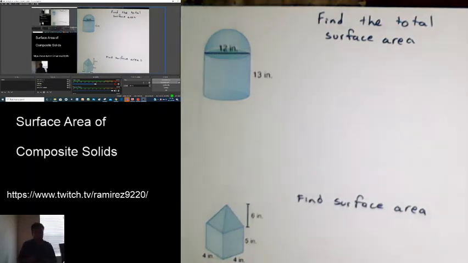Alright guys, so now we have here the surface area of composite solids. I hope this brings back memories of when you were doing composite figures, just the regular area. Remember how on composite figures, all we did is we broke up the figure into its most basic shapes and we found the areas, and then we added them up. So it's the same concept here, but now there's one more thing you have to keep in mind.